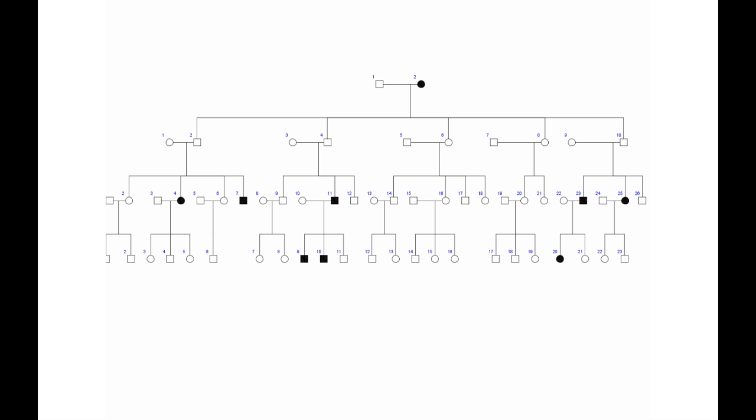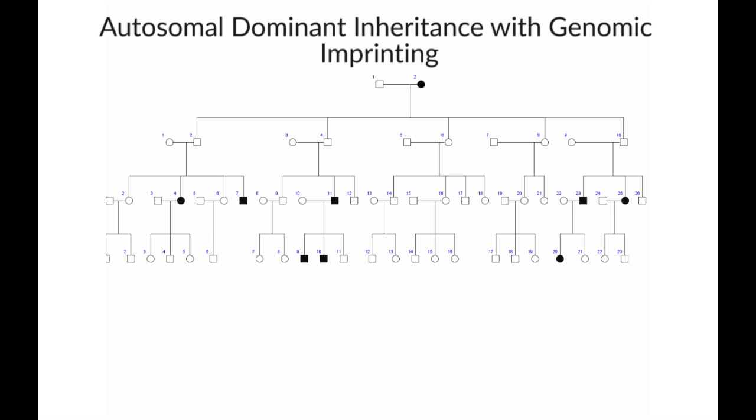Here we see exactly the opposite. When a female transmits the trait, none of the offspring are affected. When a male transmits the trait, offspring can be affected, and there is male-to-male transmission. So this would be autosomal dominant transmission, again with genomic imprinting, but in this case it's the paternally derived gene that is expressed.